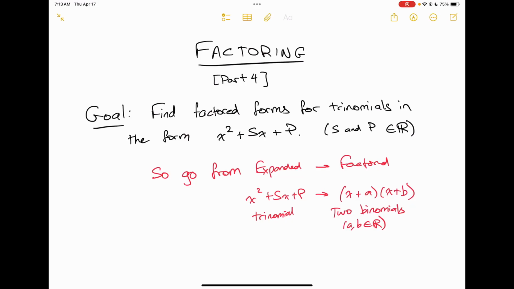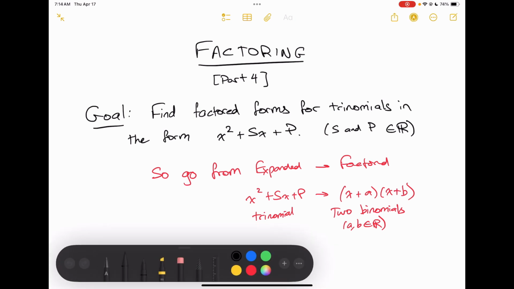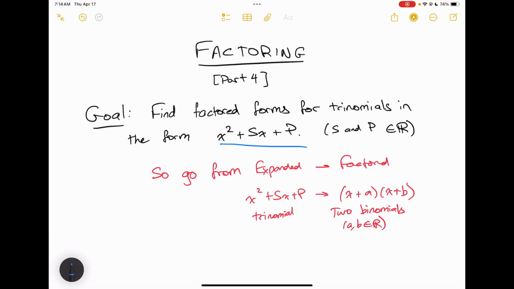Welcome back, Algebros. Coming up next in our land of factoring, we're going to talk about how we take things that are not binomials and put them in factored form. For instance, something that looks like this form you're seeing right here, x squared plus sx plus p, where s and p are real numbers. Don't worry too much about this notation, it's just a fancy way of saying that s and p are real numbers. Fancy math speak.